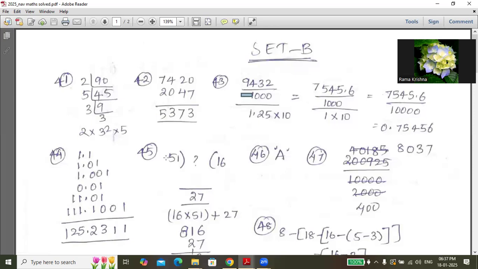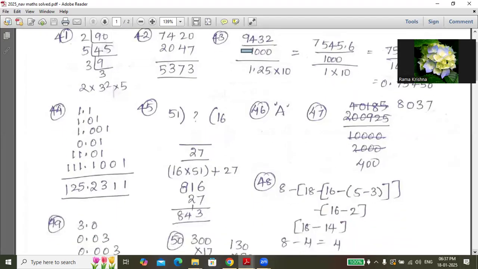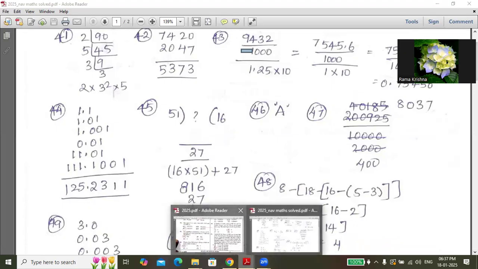In question 45, he has given the divisor as 51, quotient as 16 and remainder as 24. In division, we have a rule that quotient into divisor plus remainder will give you the actual number. That is nothing but we need to multiply 16 into 51 and add 24, which results in 840. Very simple. Next, 46.